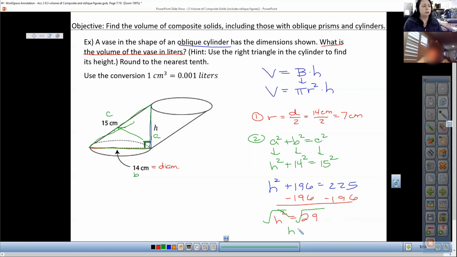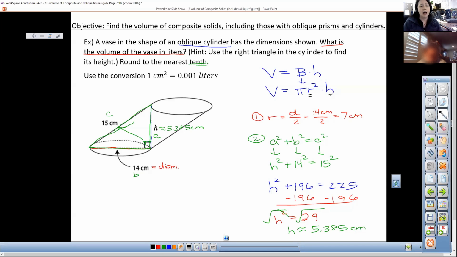So now I'm going to round, and my rounding at the very end of the problem is tenths. So I'm going to carry this out for best practice and accuracy to the third spot, thousandths. So I get 5.385. The measurements here would be centimeters, just like the 14 and the 15 are in centimeters. So now I have an H value of about 5.385 centimeters. All right. So now I can find my volume because I have my radius R and then my height H.